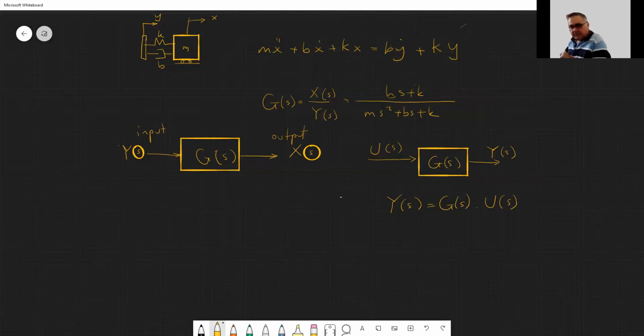So this is something we have done before. Today we will be looking at certain properties of transfer functions, which are poles, zeros, and the so-called DC gain.